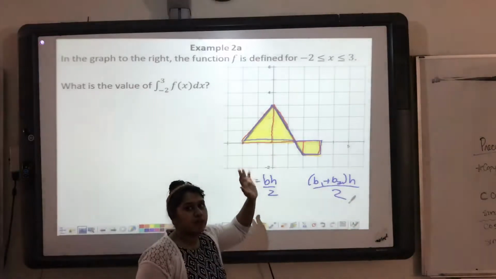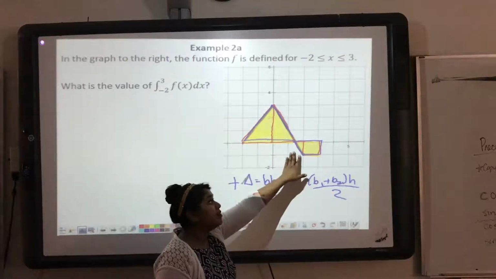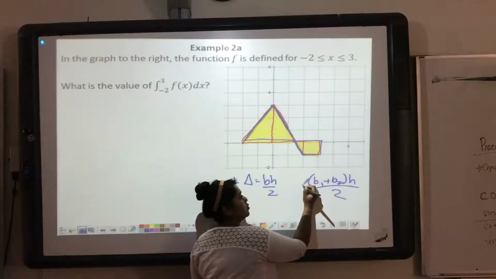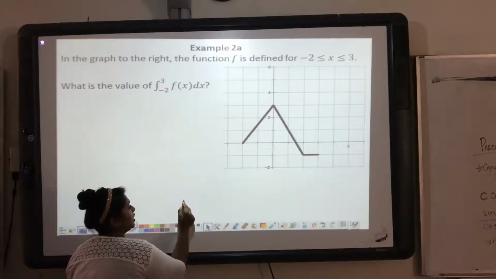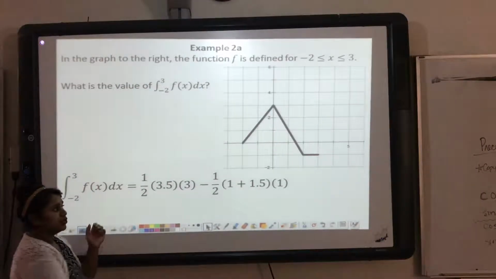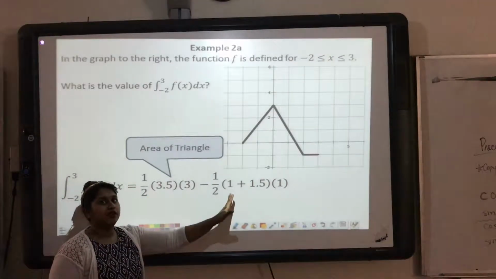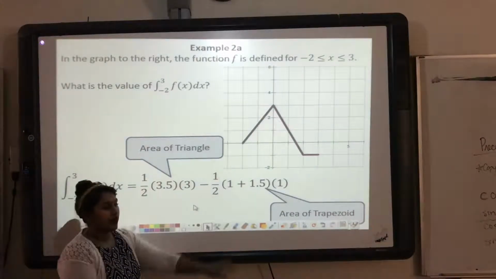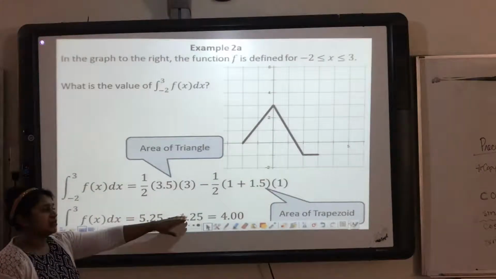But where are my shapes? Well, my triangle is above the x-axis, so this is going to be positive. My trapezoid, however, is below the x-axis. Because it's below the x-axis, this one is going to be negative. Okay? So if I plug those values in, I get this. The definite integral from -2 to 3 of f of x dx is equal to the area of the triangle minus, normally we would add the areas, but if I'm adding a negative, I'm going to subtract it. So minus the area of that trapezoid, and I get my answer of 4. So the definite integral, the area under my curve, is going to be equal to 4.